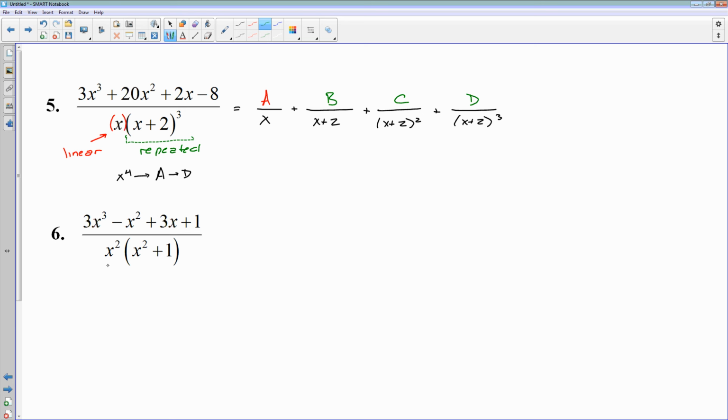Number 6, and I'm about to alter number 6. I'm going to change this to (x² + 1)², just to show you what happens when you have a nonlinear repeated factor.